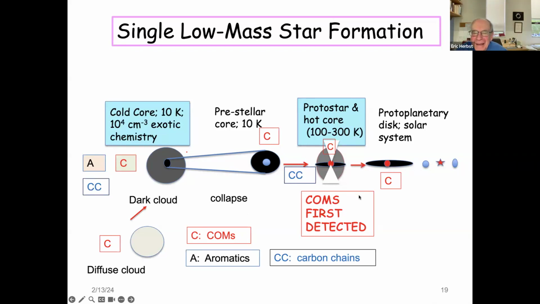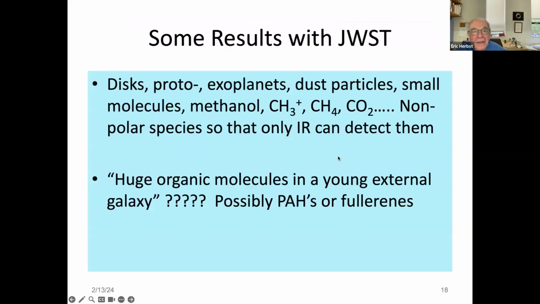Now, the important thing from the molecule standpoint is these complex organic molecules, which I told you chemists, astrochemists think may indeed be precursors to life. They were only found for a while in the hot regions, something called the hot core, up to 300 Kelvin or so.